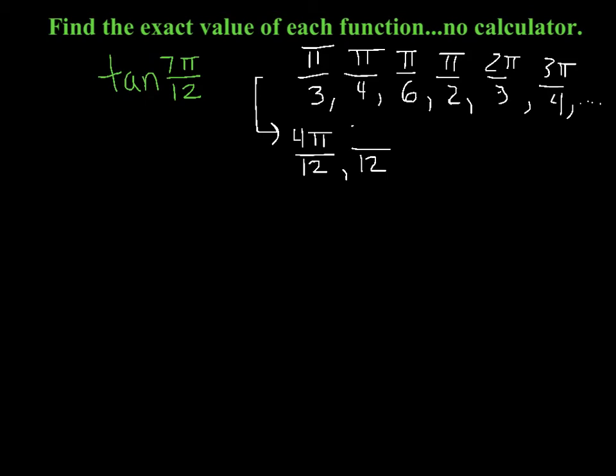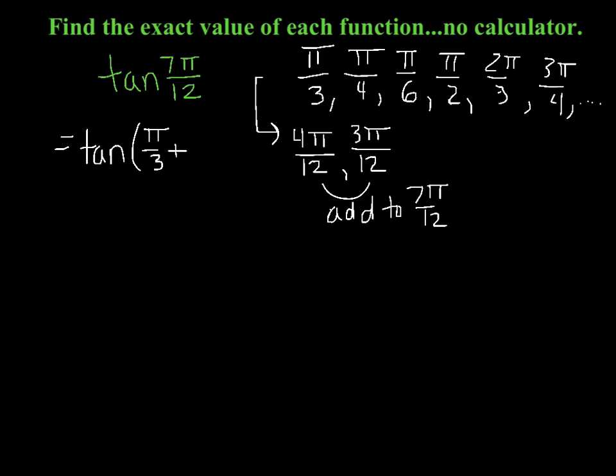Multiply the top and bottom of the second one by 3. And I noticed already that these add to 7 pi over 12. So there's my angles. All I need to do is rewrite tangent of 7 pi over 12 as the sum of 4 pi over 12, which is pi over 3, plus pi over 4, which is the 3 pi over 12. And then I'm going to expand that out.